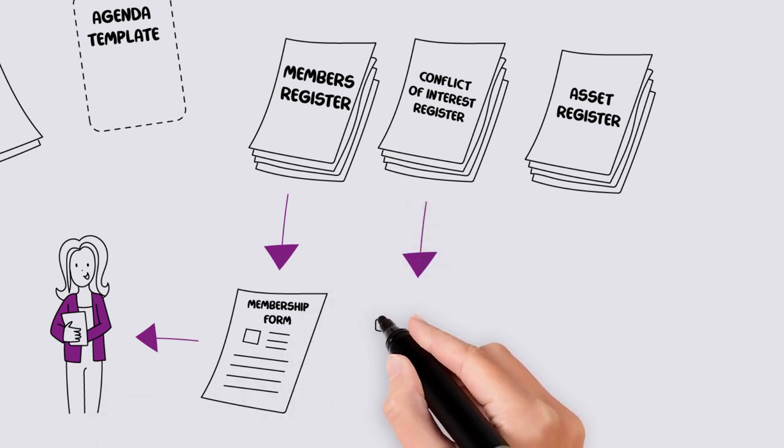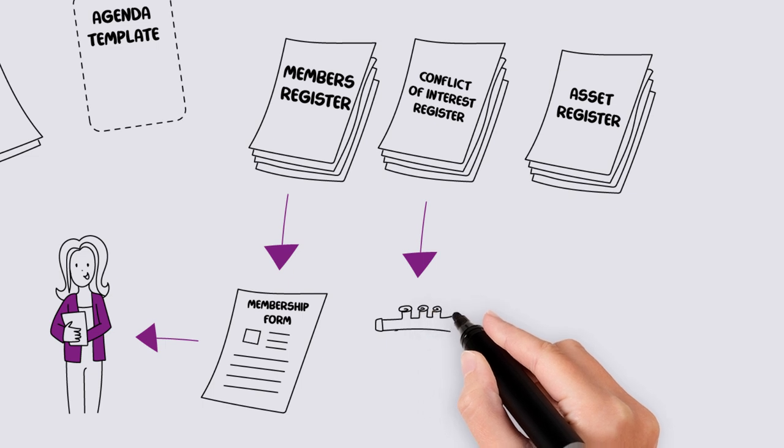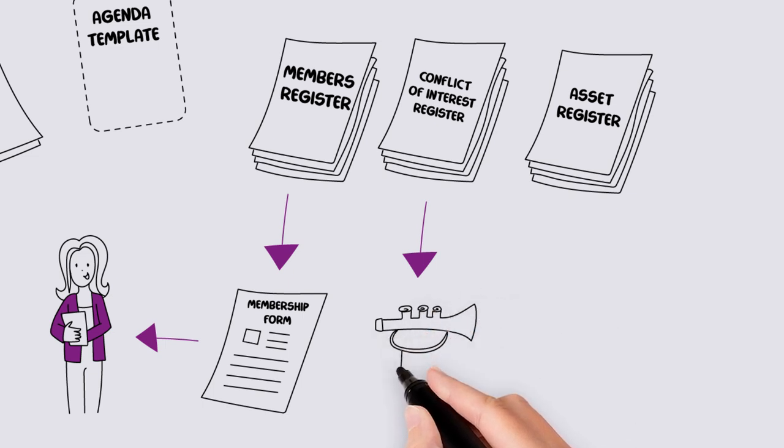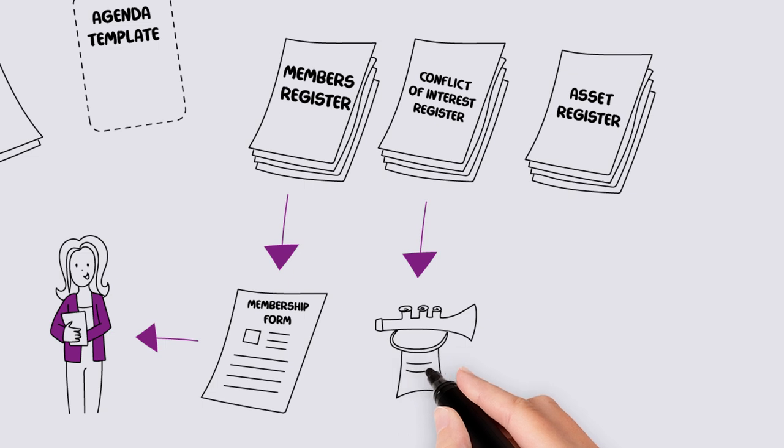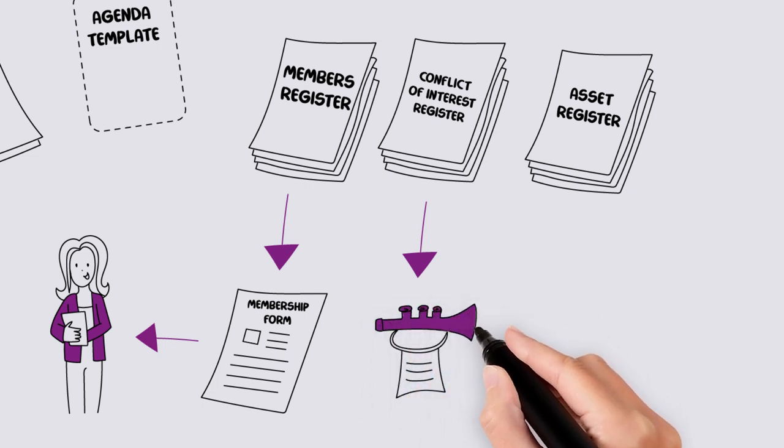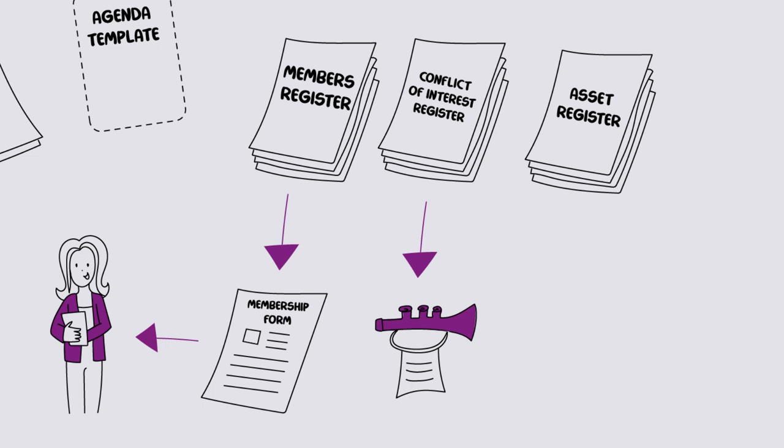A conflict of interest register is suggested for each meeting. This will ensure that any declarations can be noted to ensure that there are no allegations of corruption. The conflict of interest register is presented to members at the AGM.